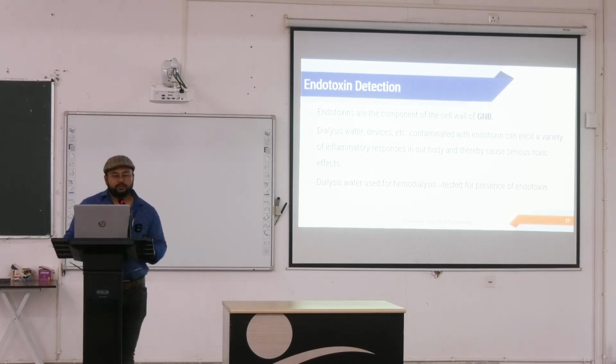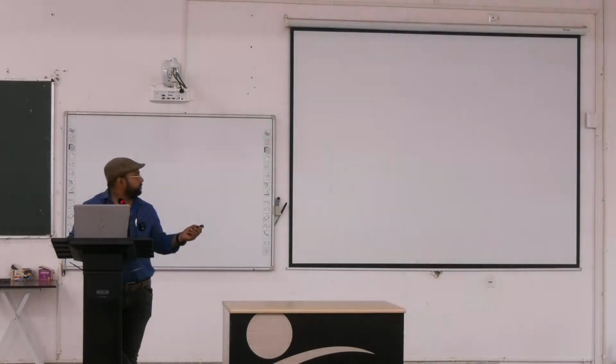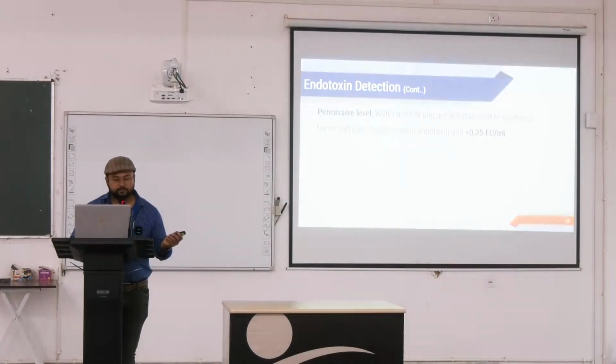Now endotoxin detection. Bacteria produce toxins, right? How do you know whether the water contains endotoxins or not? Dialysis water, devices, etc. contaminated with endotoxins can elicit a variety of inflammatory responses in our body and thereby cause serious toxic effects. So dialysis water used for hemodialysis is tested for the presence of endotoxins. And these are the methods: the gel clot assay, the turbidimetric method and the chromogenic technique.